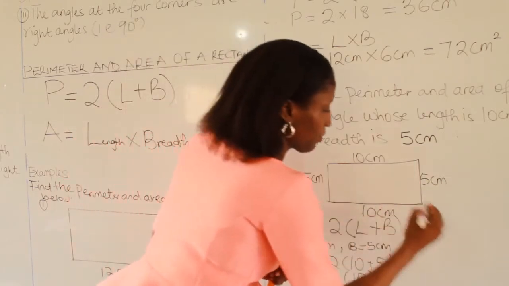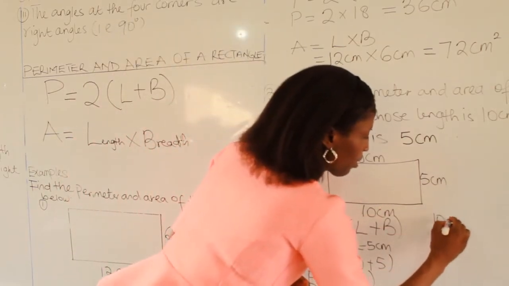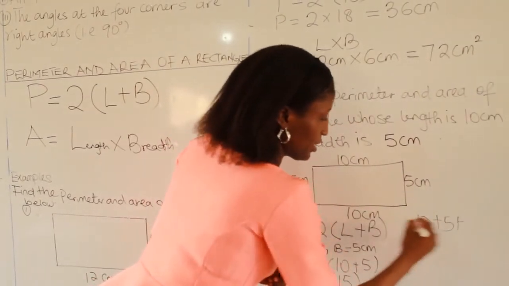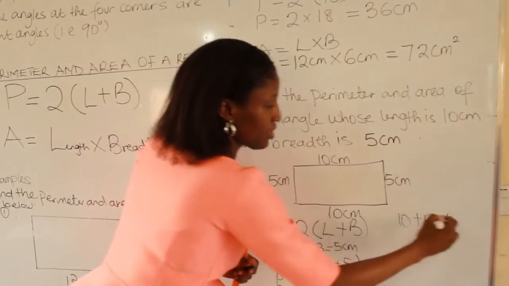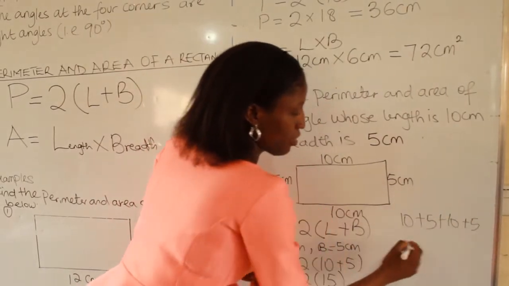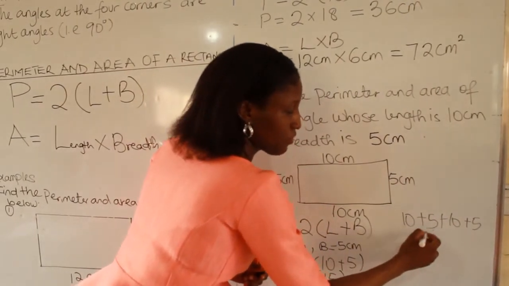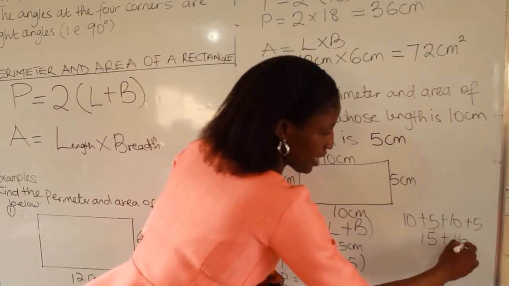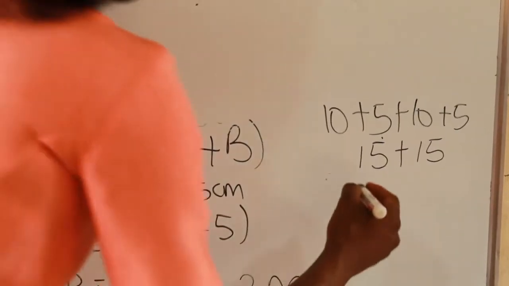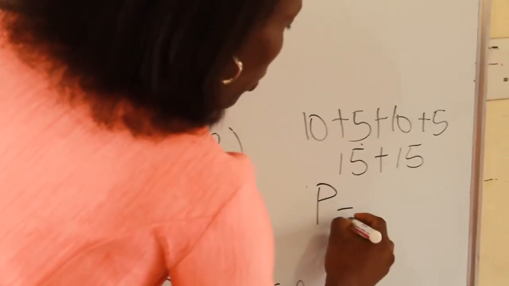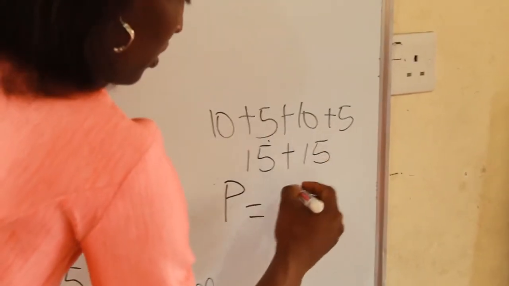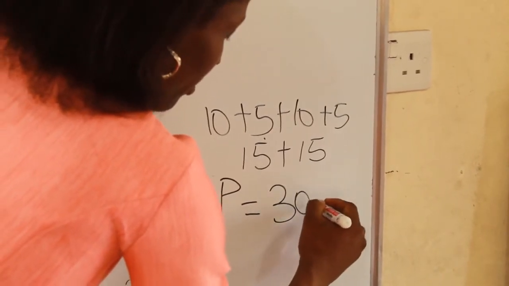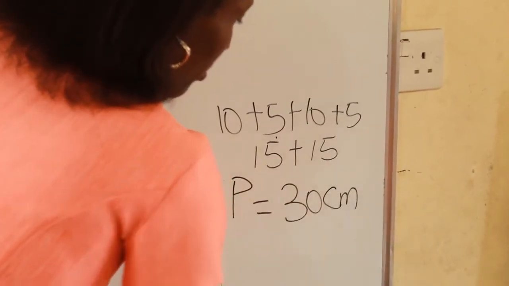So let's try it. 10 plus 5 plus 10 plus 5. 10 plus 5 gives 15, plus 10 plus 5 gives another 15. So our perimeter equals 15 plus 15, which gives 30. So our perimeter equals 30 centimeters.